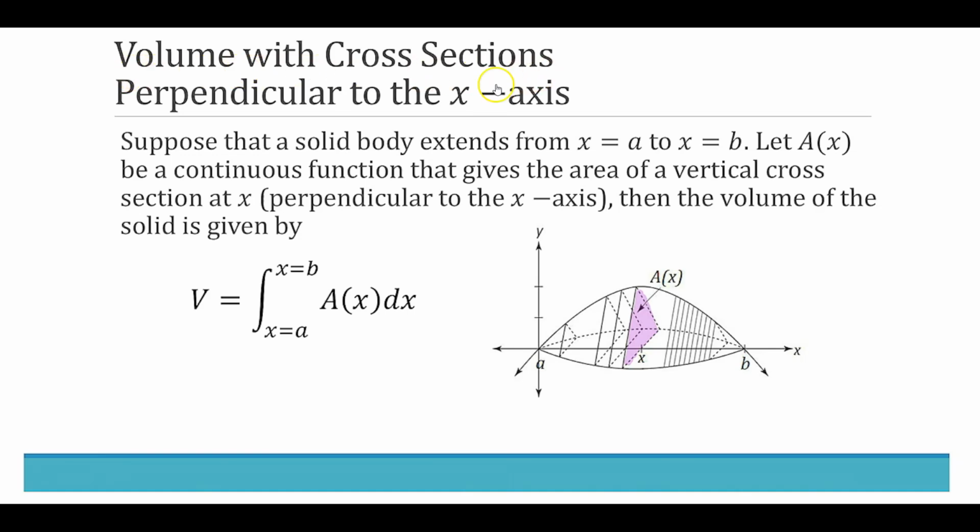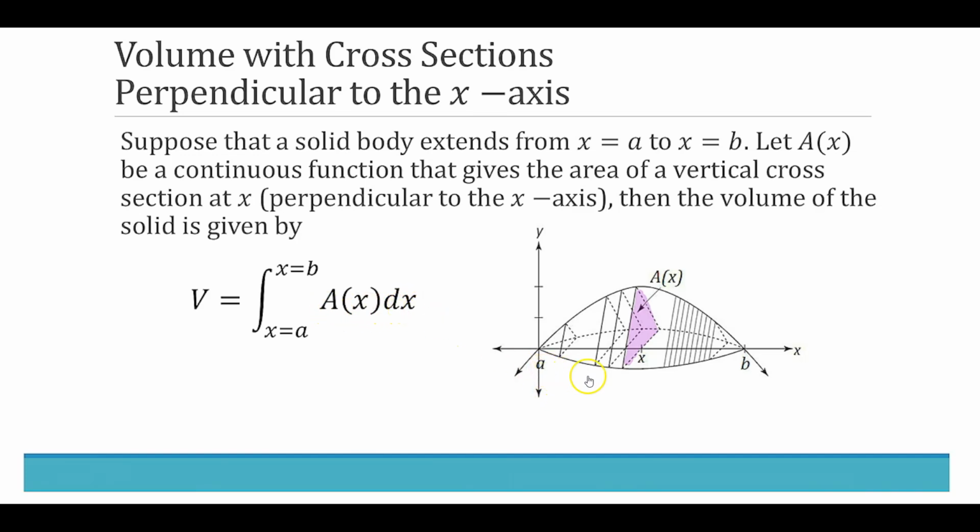Volume with cross-sections perpendicular to the x-axis. Suppose that a solid body extends from x equals a to x equals b. Let A of x be a continuous function that gives the area of a vertical cross-section at x, perpendicular to the x-axis. Then the volume of the solid is given by V equals the integral from x equals a to x equals b of A of x dx.